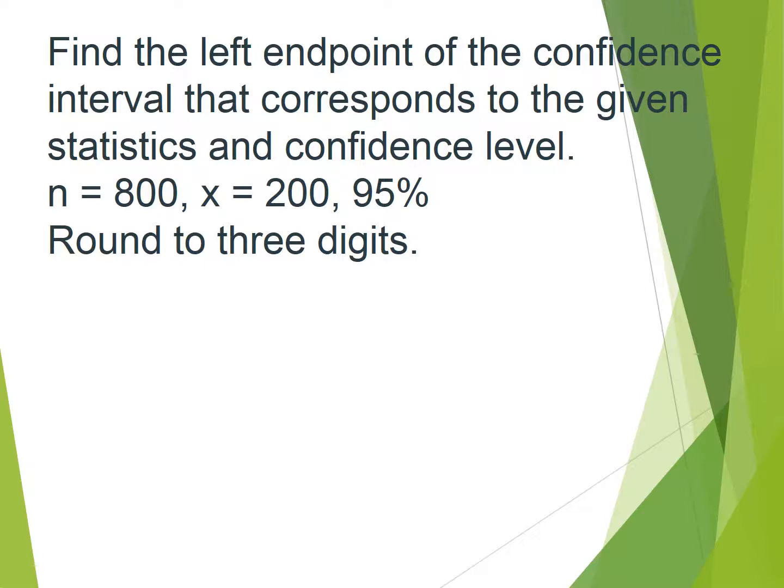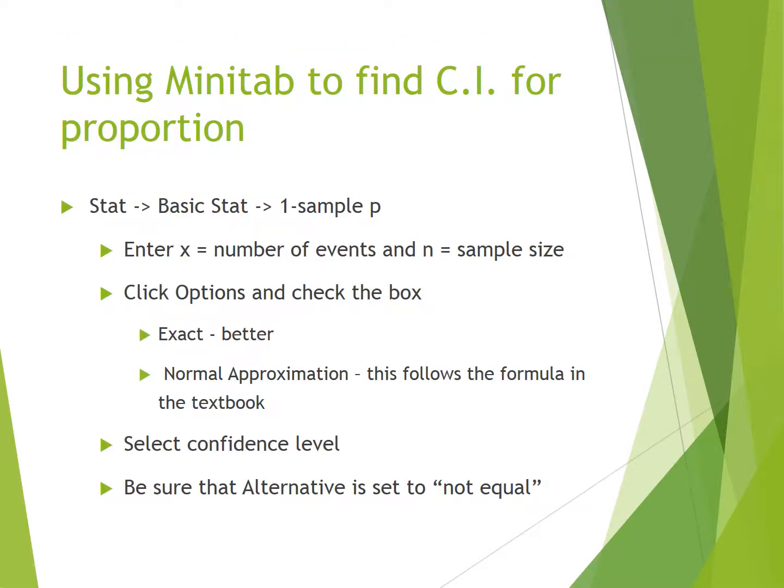For the endpoints, we take the point estimate, 200 divided by 800, which is 0.25, and add and subtract that margin of error. Let's see how to do it with Minitab. It's so much easier with Minitab.